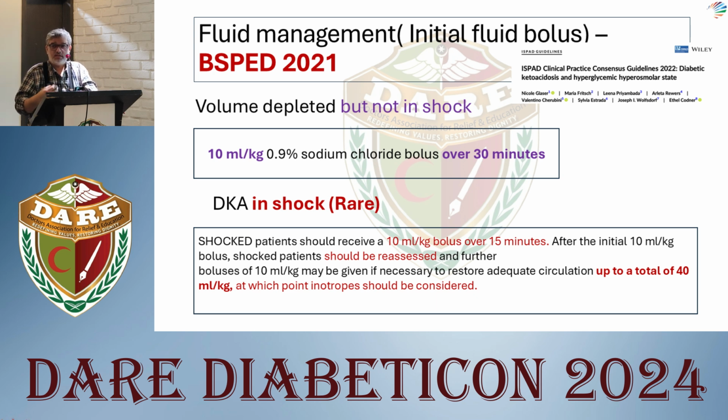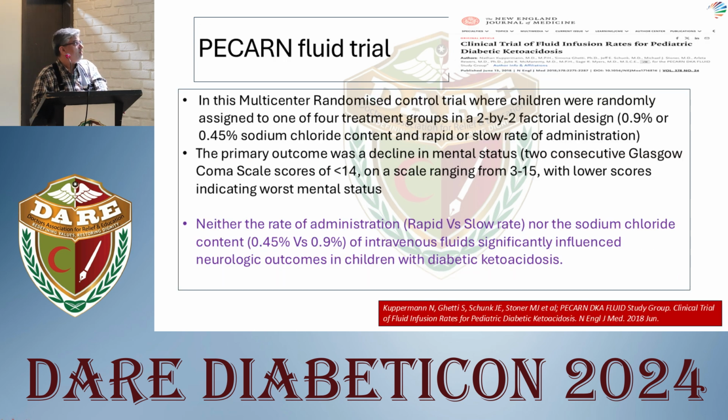Once you have finished giving more than 30 to 40 ml per kg boluses, you can think of starting inotropes. This is again a very important randomized control trial, published in NEJM in, I think, 2018. It was a 2 by 2 factorial design comparing 0.9% and 0.45% sodium chloride, and rapid versus slow correction. Interestingly, they found that neither the rate of administration, rapid versus slow, nor the sodium chloride content, 0.45 versus 0.9%, significantly improved the neurological outcome in children with DKA.